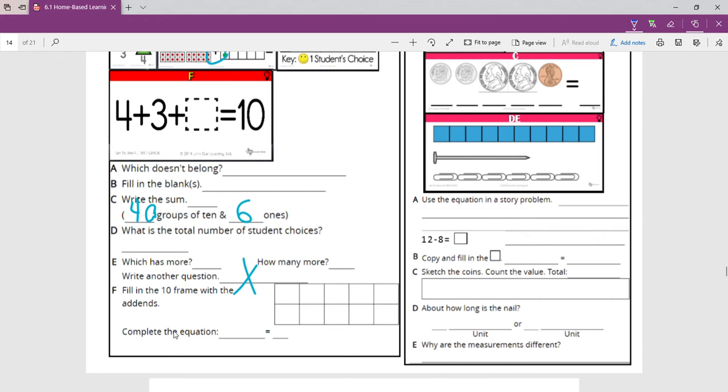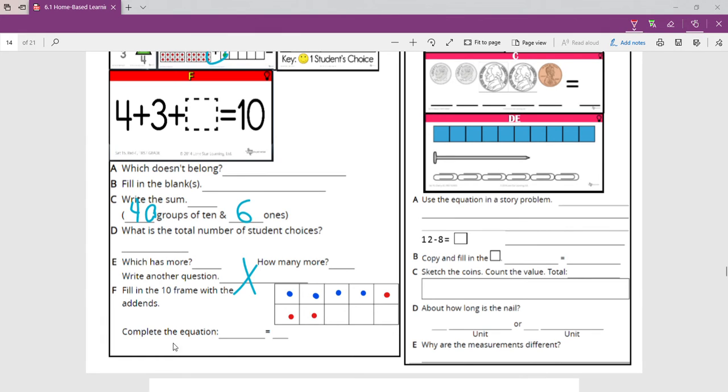Okay, let's see. Fill in the 10 frame with the add-ins. These are the add-ins right here. So first we have 4. You're going to fill in 4. 1, 2, 3, 4. And then you have what other number? 3. So I'm going to choose a different color. I have 3. Let me add those in. 1, 2, 3. And how many more do we need to make the 10? How many more do we need? That's what you're going to write right here.